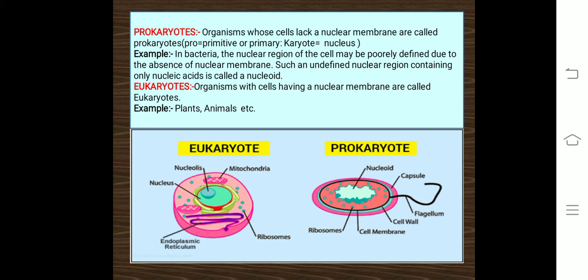Eukaryotes. Eukaryotes are those organisms with cells having a nuclear membrane. For example, plants, animals, etc.